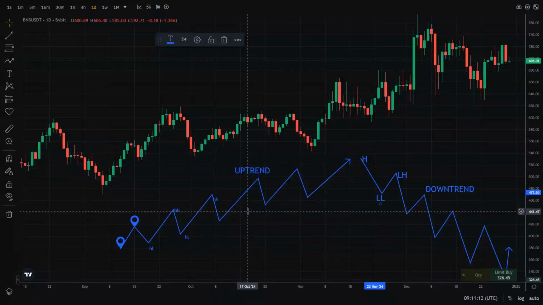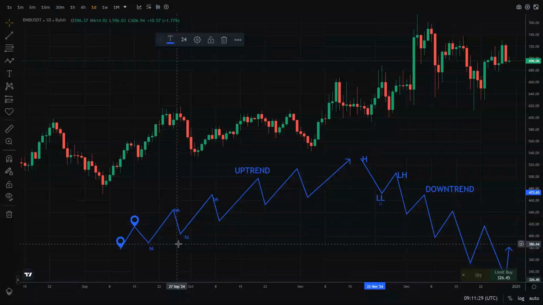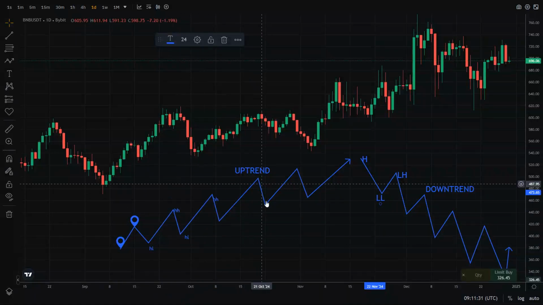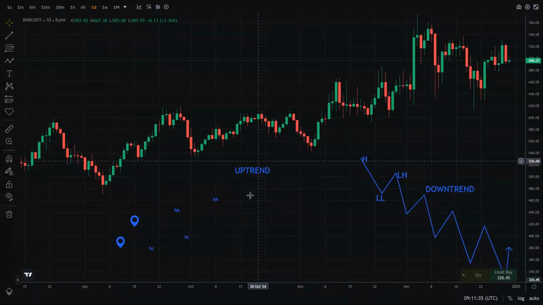Remember, let me refresh your memory. The downtrend consists of lower low and lower high, while the uptrend consists of higher low and higher high, higher low, higher high. So let's go to the chart now. I'm going to delete all these and go straight to the chart. I think we have something like an eraser button here.